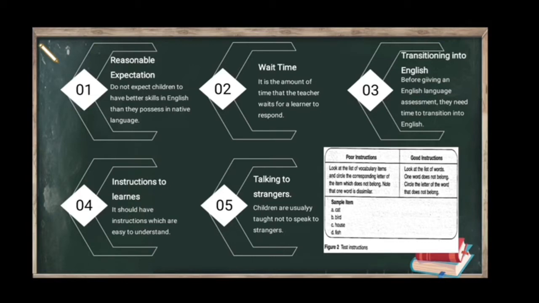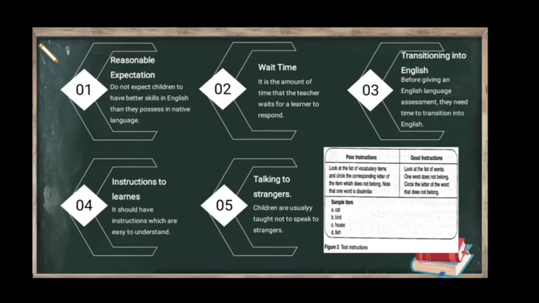The fourth, instruction to learners. It should have instructions which are easy to understand. As it is also stated by Cameron, it is important to have clear instruction so that the teacher can assess whether the goals have been met. For example, you can see on the right side of the screen, there is an example of good and poor instruction.